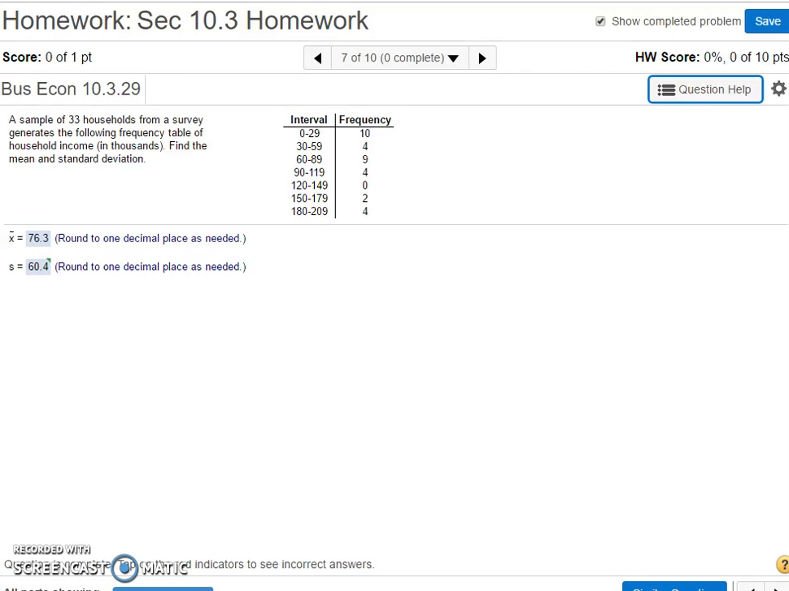When you get to a piece like this, what you want to make sure is that you're using the midpoint of the interval in order to determine your mean and your standard deviation. Because it's the interval, you don't know how many of each you have. You have 10 in the interval between 0 and 29. So you're going to use the midpoint of that interval from 0 to 29 to ensure that you're on average. So these numbers are going to be a lot more of an estimate.